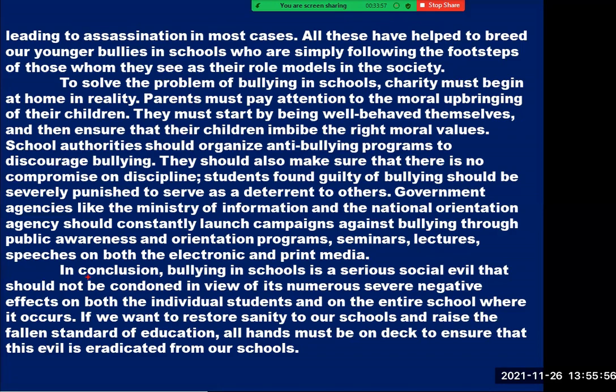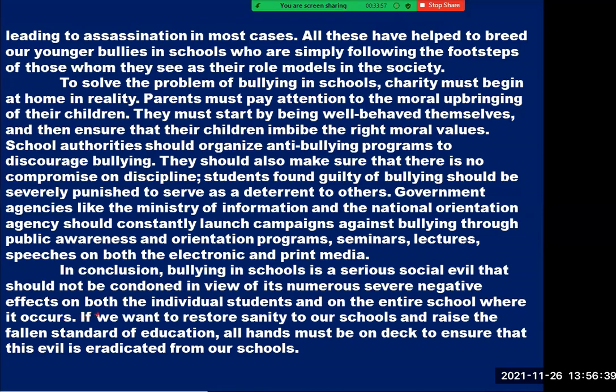So we choose to say, in conclusion, bullying in schools is a serious social evil that should not be condoned in view of its numerous severe negative effects on both the individual students and on the entire school where it occurs. You are restating, re-emphasizing your thesis. You started by showing that this is a serious problem, and you are restating the fact that this is a very serious issue that needs action to be taken to put a stop to it.